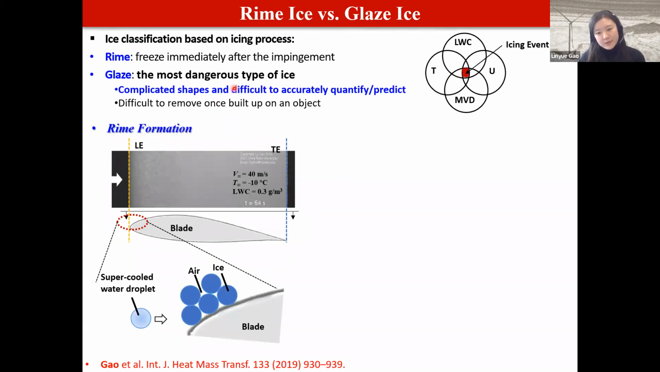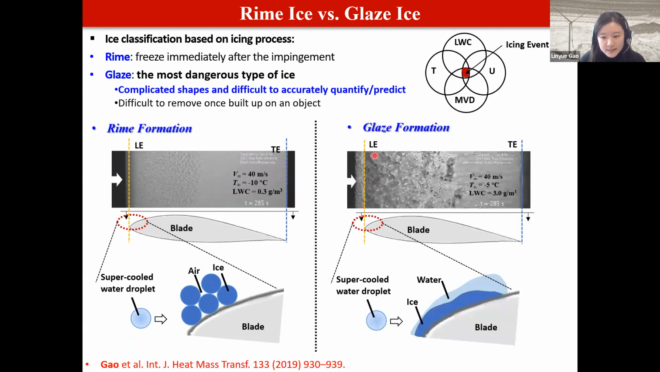From a physics point of view, there are mainly two types of ice. We can call them Rime Ice and Glaze Ice. The ice type mainly depends on four parameters: the ambient air temperature, incoming flow velocity, liquid water content, and droplet size. As you can see from the animation on the left, when the supercooled water droplets impinge onto the blade surface, if they freeze immediately, we call it Rime Ice formation. Rime Ice usually has an opaque and white appearance and can follow the streamline shape of an airfoil.